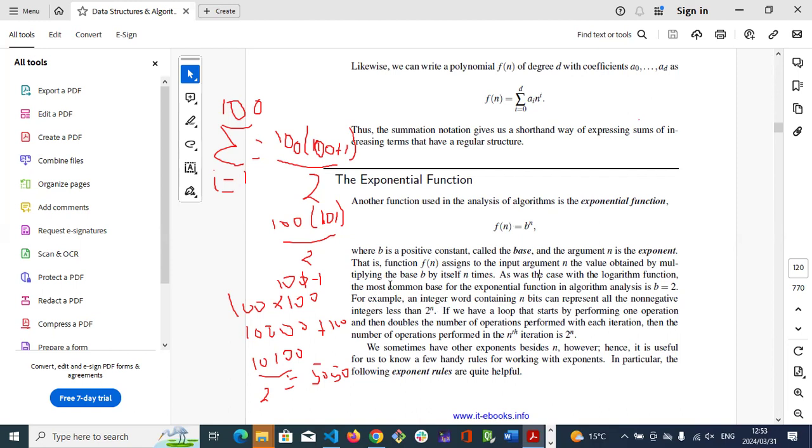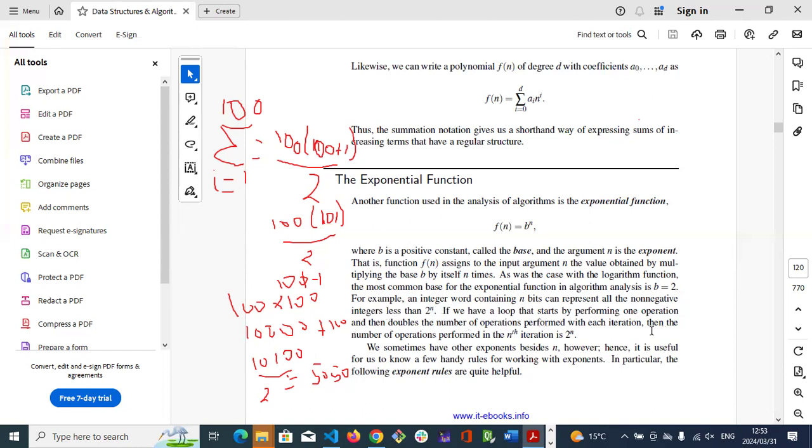That is, function f of n assigns to the input argument n the value obtained by multiplying the base b by itself n times. As is the case with the logarithm function, the most common base for the exponential function in algorithm analysis is b equals 2, because computers run on binary numbers. For example, an integer word containing n bits can represent all the integers less than 2 to the power of n.